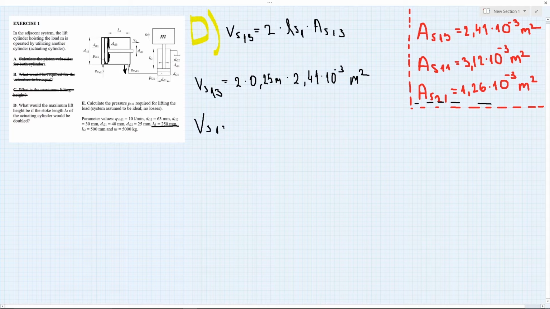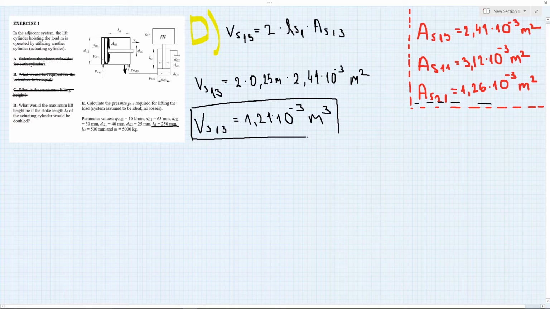And the exiting volume flow comes to 121 times 10 on the minus 3 meters cubed. Of course, we could have taken the volume from C and just multiplied it by 2, but I prefer this step-by-step way so you can understand everything. So now we're going to calculate the stroke length number 2. Let's put max, okay?